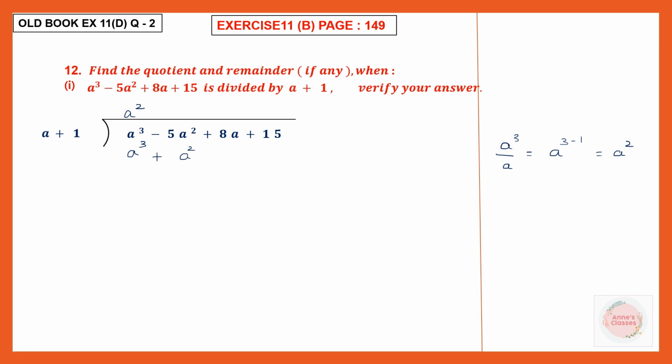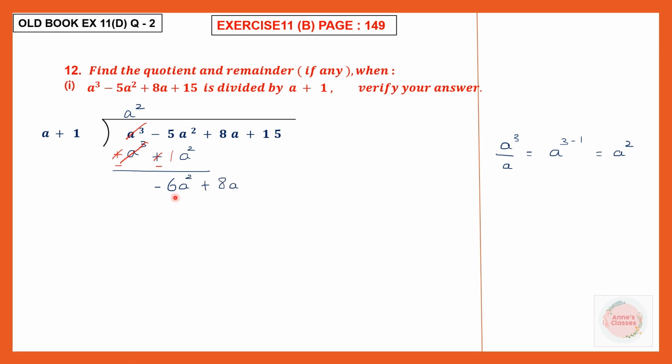Next step is we subtract. So when you subtract, the signs will change. So this will become minus. This will also become minus. Now here a cubed and a cubed you can cancel. Here we have to add up the numbers because the signs are the same. So minus 5 plus 1 is minus 4... 6a square. Bring down the next term 8a.